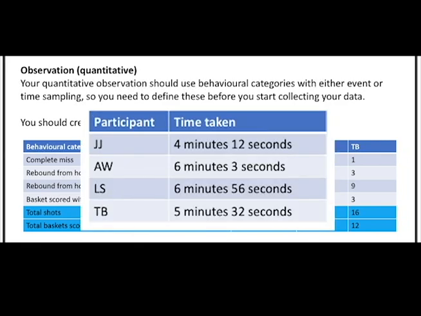Here's another example, but this time instead of behavioural categories, their performance is being measured by time. Let's say this is the time it took each participant to score 100 baskets. Just like before, the participant times have been recorded in a table, and the researcher would make a separate table for the other group of participants. Remember, one group are listening to music during the activity and the other group are not. Again, we could work out the average time taken for each group, then compare to see which group performed better.